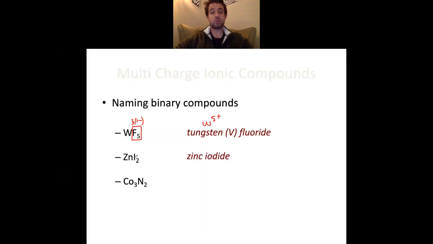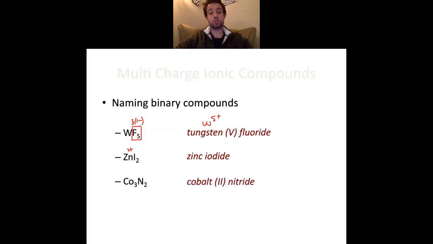Zinc in this case would just be zinc iodide. If you look at zinc on the periodic table, it'll say Zn2+, and that'll be it. Zinc has no other oxidation states, so we don't have to put a Roman numeral 2 here because there's only one possible charge for zinc, and that's 2+. It doesn't also have a 3+ or a 4+ or a 5+, if that makes sense.